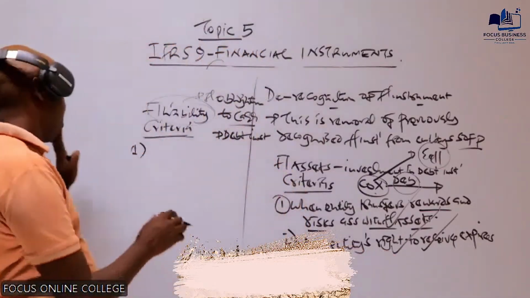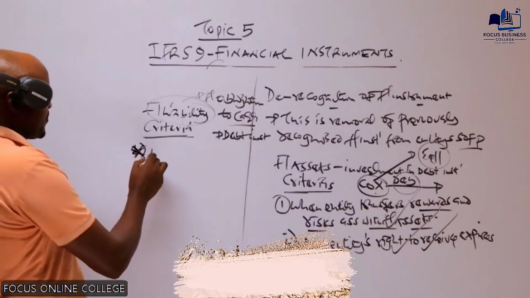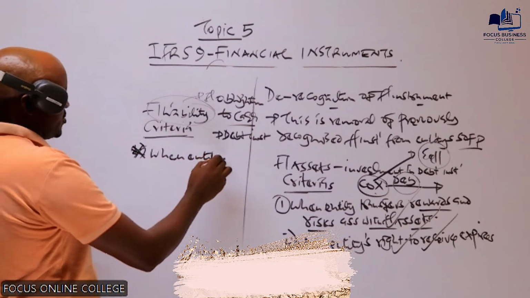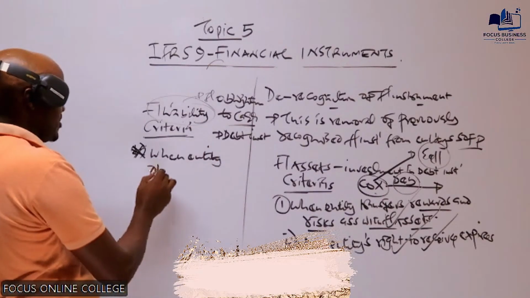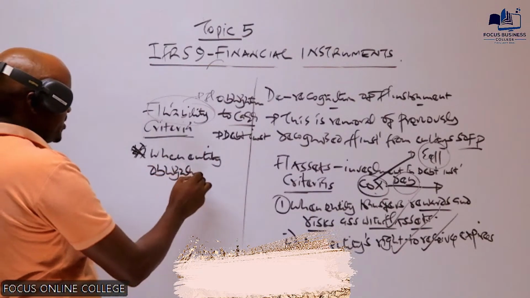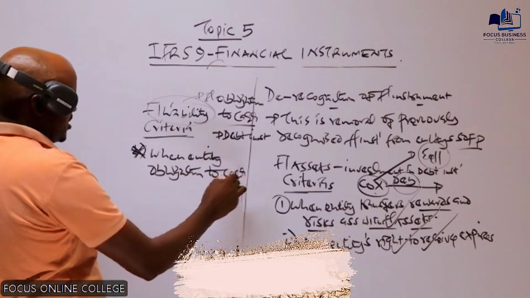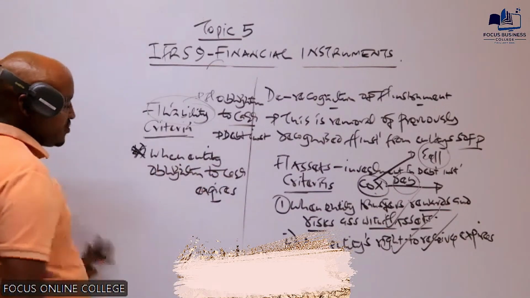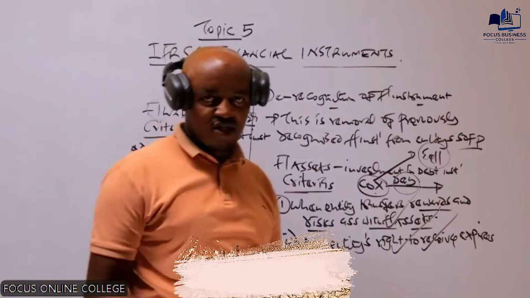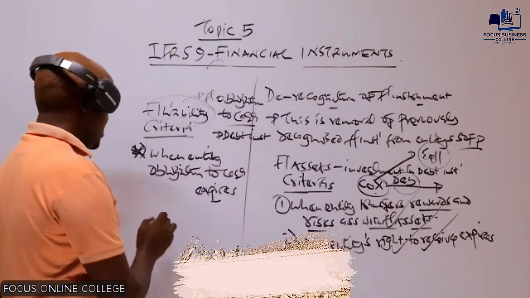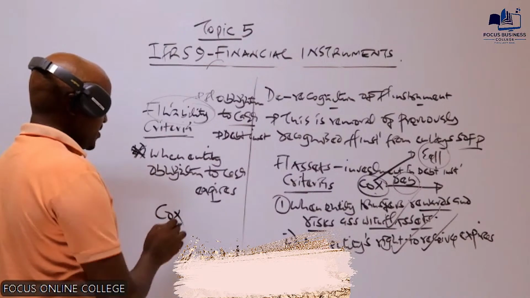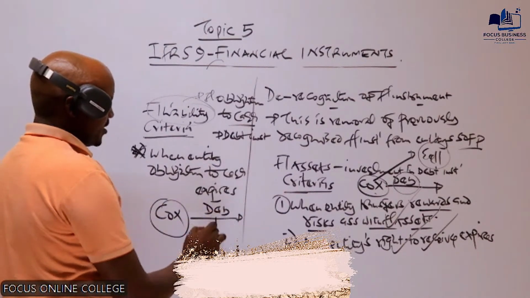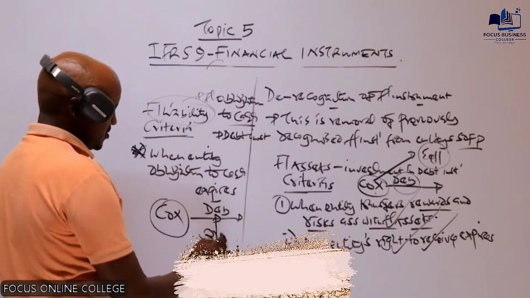Here we have just one criteria, and that is when the entity's obligation to pay cash expires. When the entity's obligation to pay cash has done what? Has expired. What does that mean? It basically means that, assuming you have a company here, company X, this company has issued debentures, and these debentures have a life of 3 years.